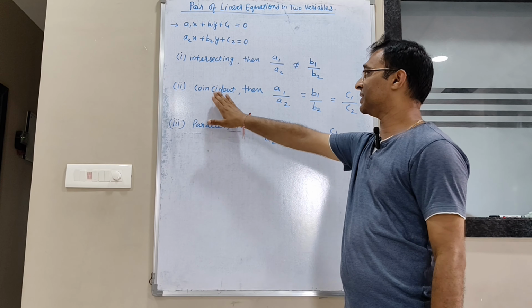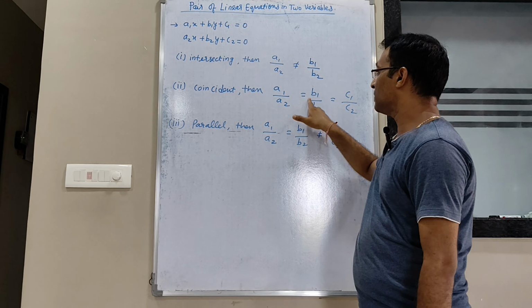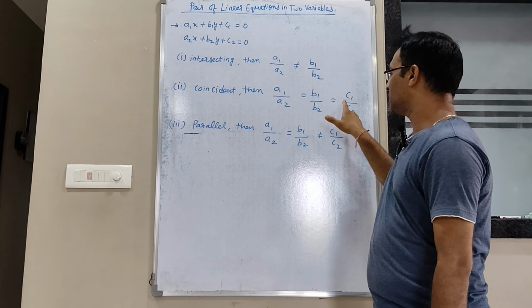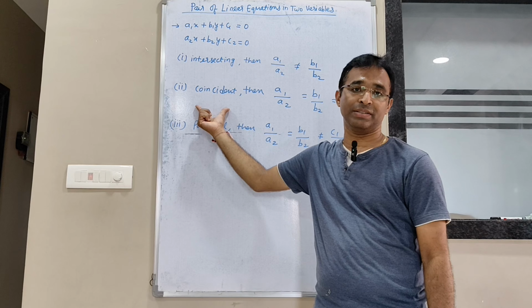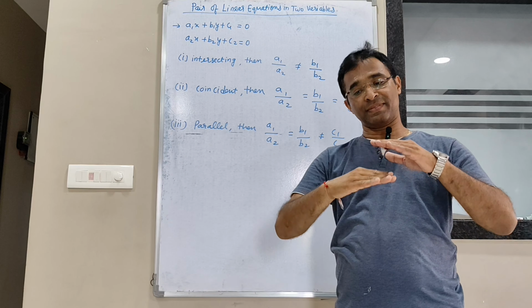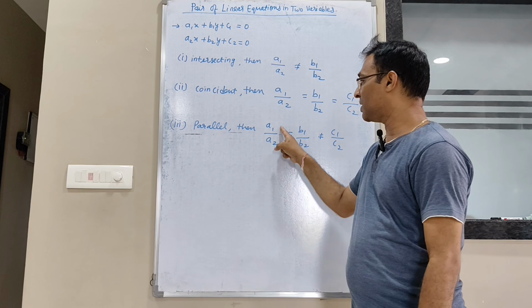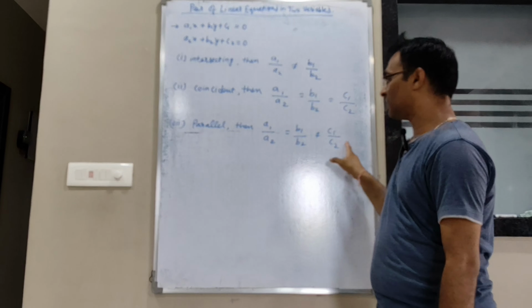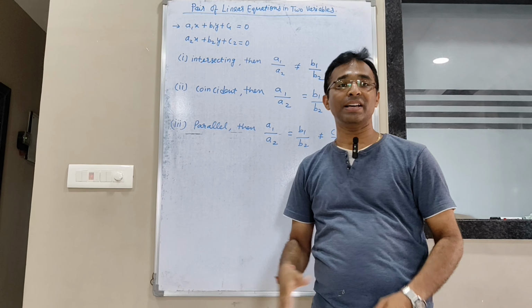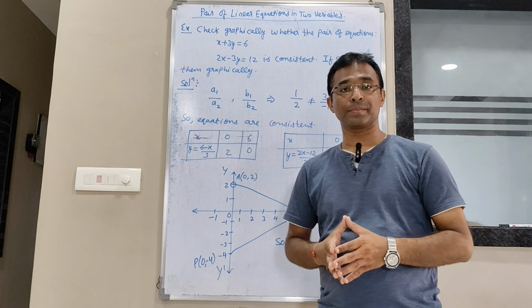Second is coincident. When the ratio a1 upon a2 is equal to b1 upon b2 is equal to c1 upon c2, then the lines are considered as coincident. That means one line lies on top of another line. Third case, when a1 upon a2 is equal to b1 upon b2 but not equal to c1 upon c2, then the lines are considered as parallel lines. Then there will be no solution for this.